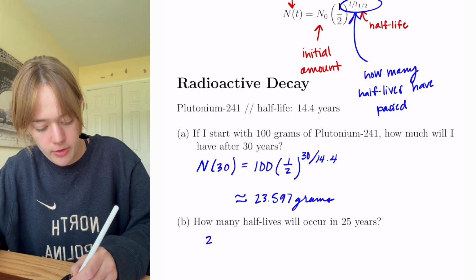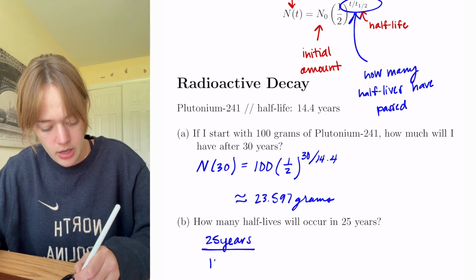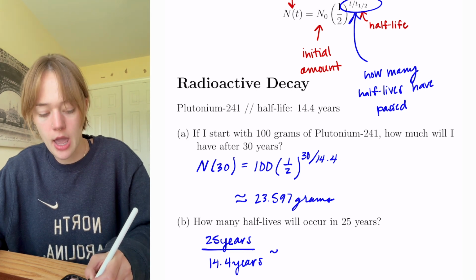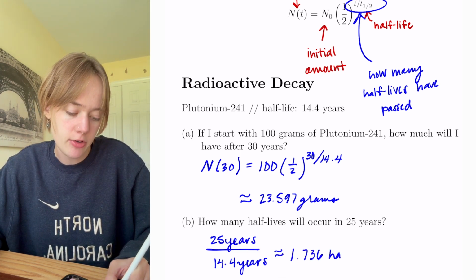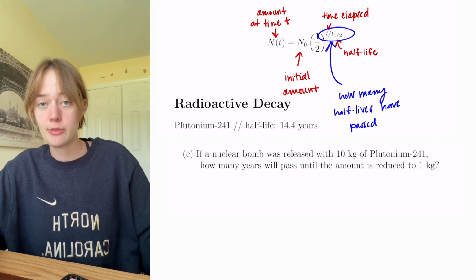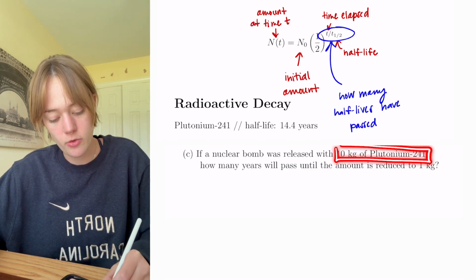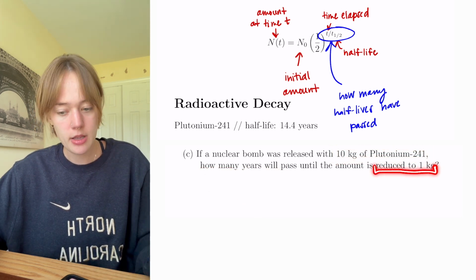All right, so if we have 25 years and our half-life of that plutonium-241 is 14.4 years, we're going to divide those 2 and we will get about 1.736 half-lives have occurred. So the next one gets a little bit spicier. It says, if a nuclear bomb was released with 10 kilograms of plutonium-241, how many years will pass until the amount is reduced to 1 kilogram?